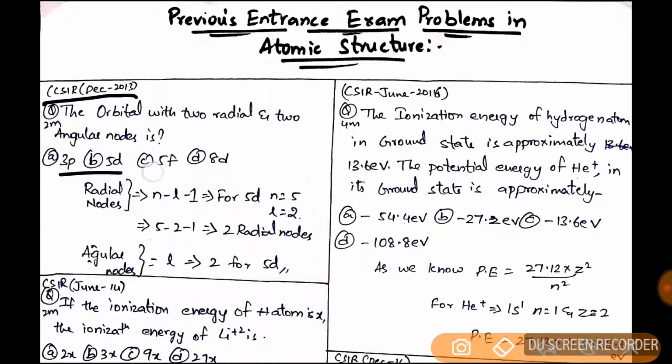So you need to substitute all the options in the formulas as I've given before, radial nodes and angular nodes. So number of radial nodes is equal to n minus L minus 1. For 5D, n equal to 5 and L equal to 2, that is azimuthal quantum number. For S equal to 0, P equal to 1, and then D equal to 2. After substituting, I got 2 radial nodes, and angular nodes is L, that is azimuthal quantum number. For 5D it is 2, so the answer is 5D. I just substituted these options, that's it.